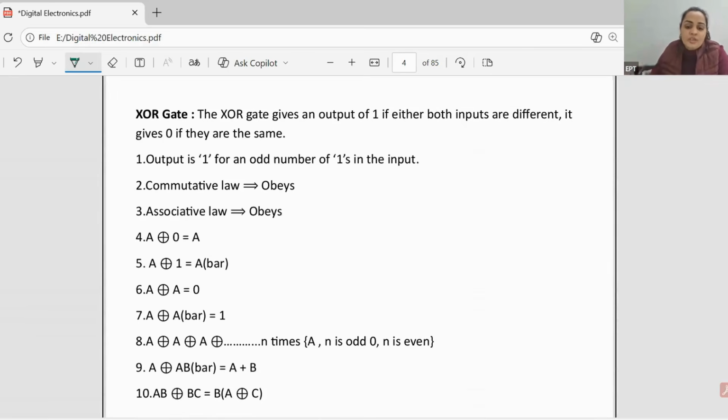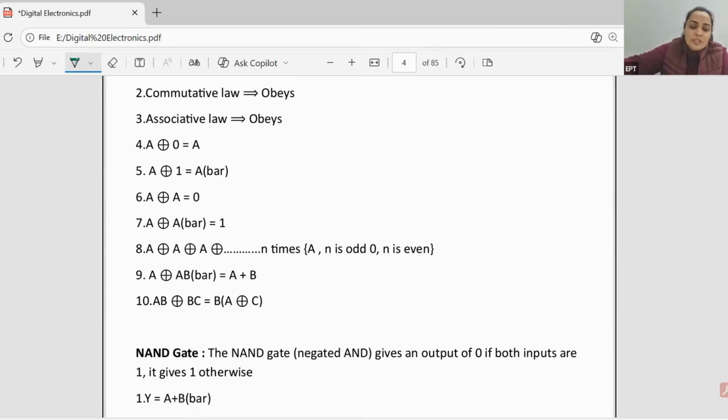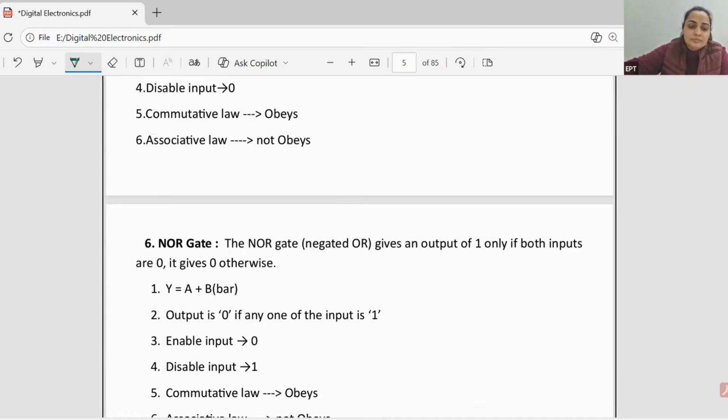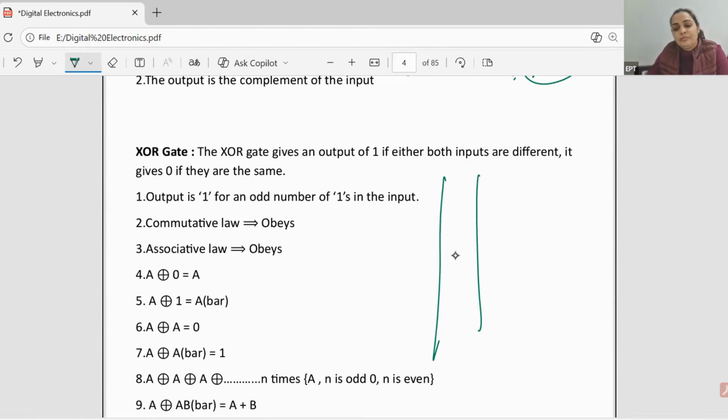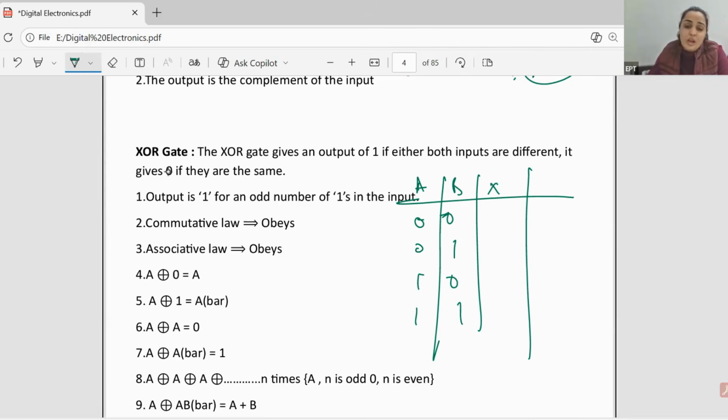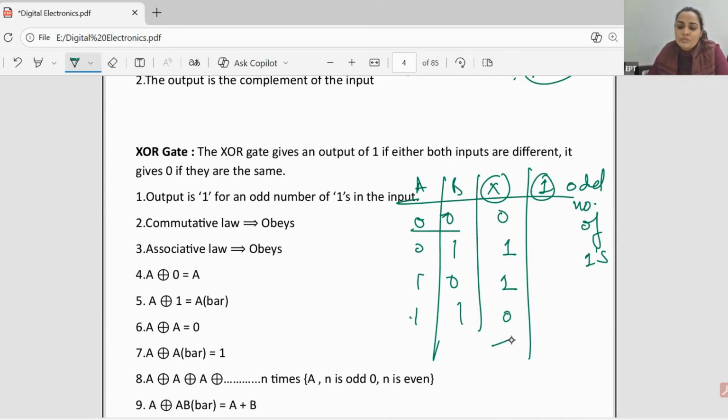Now XOR gate is very important, students, right? So if you see the truth table of the XOR gate, the output is going to be 1 if you have an odd number of ones. So here we have 2 zeros, so 0. Odd 1, so 1. Odd 1, 1. Even 1, so 0, like this.